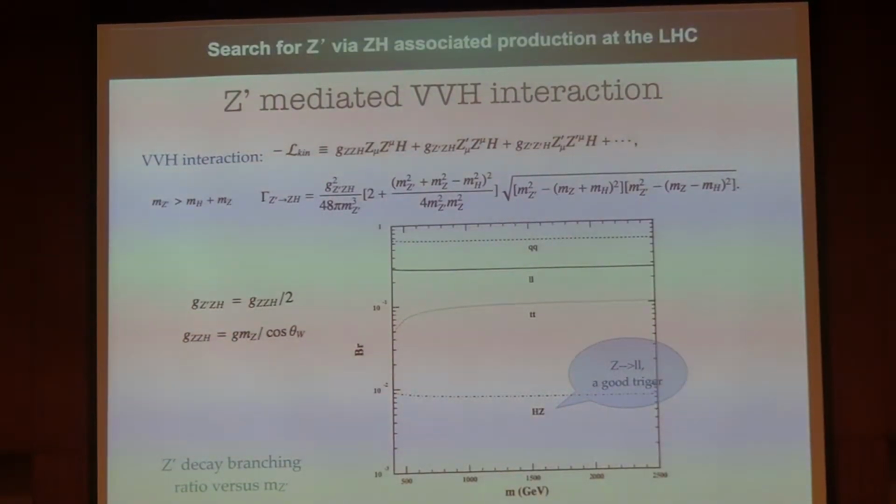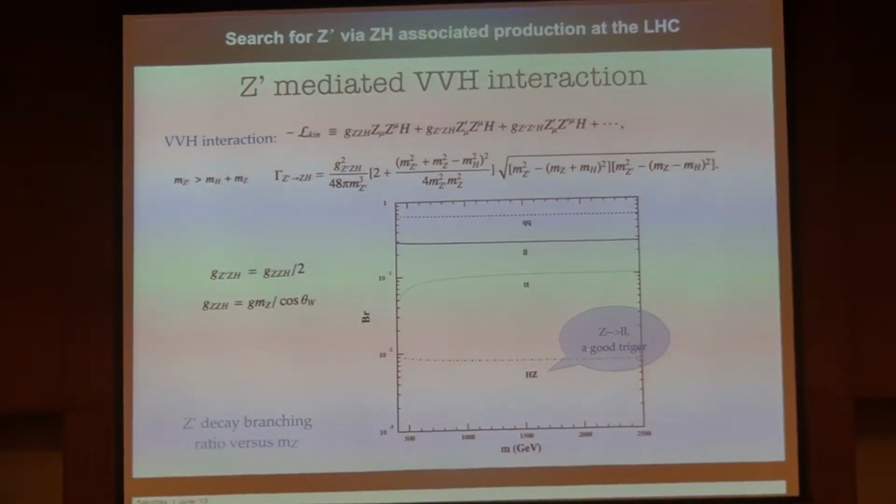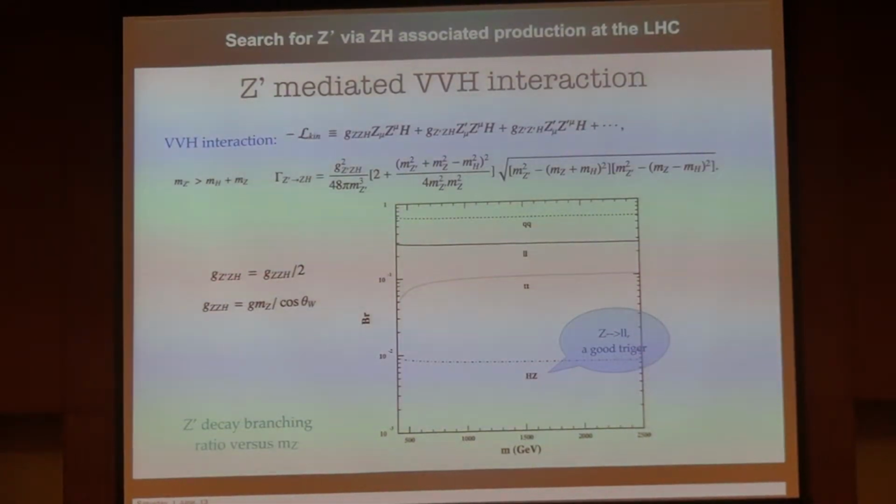And here we can get the decay branching ratio of Z prime versus Z prime mass, and the largest contributions come from Z prime to QQ bar, to leptons, and also TT bar. Here Z prime decaying to Higgs Z occupies only 2%, but if we choose the Z here to decay into L plus L minus, it will still serve as a good trigger at the collider search.